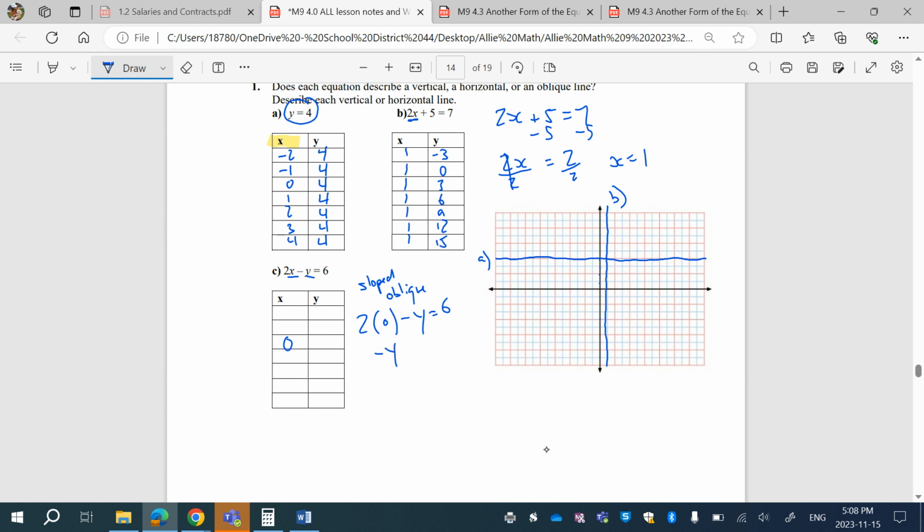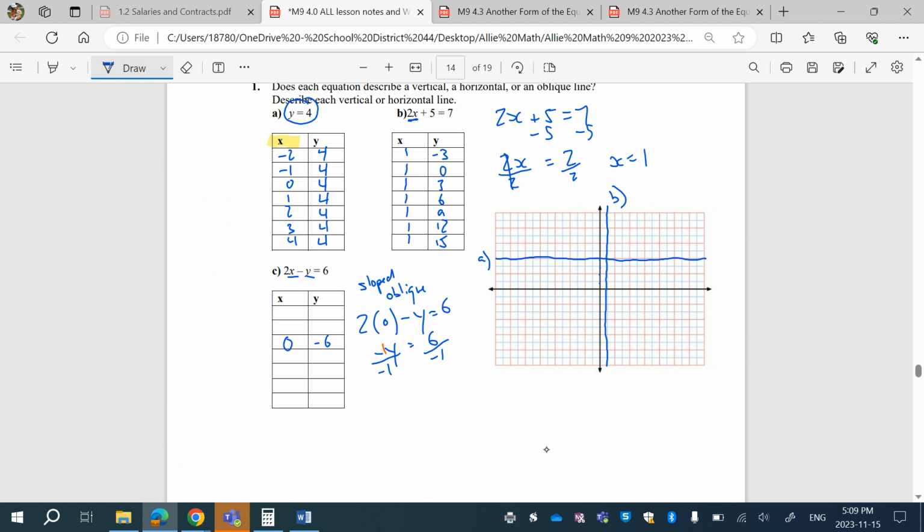We essentially get negative y equals 6. We don't like to have a negative variable. This doesn't say negative y, so we have to divide by negative 1 on each side. Remember, there's an invisible coefficient, an invisible 1, right there. So if we divide by negative 1 on each side, it makes our y positive, but it will make our 6 into a negative 6.